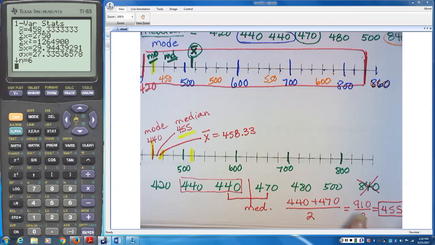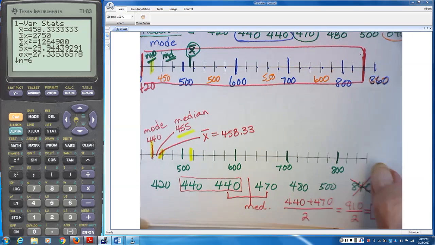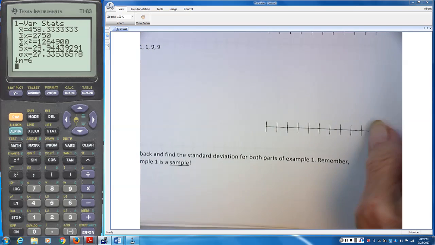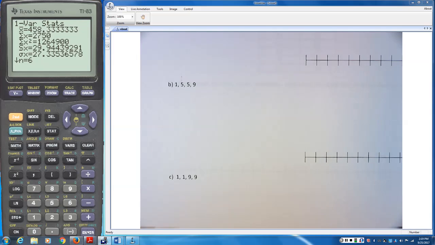By definition, that 840 is what in statistics is called an outlier. It will lie outside the range of most of your data values. Okay? Let's continue working with those ideas. We now want to get into something called standard deviation.